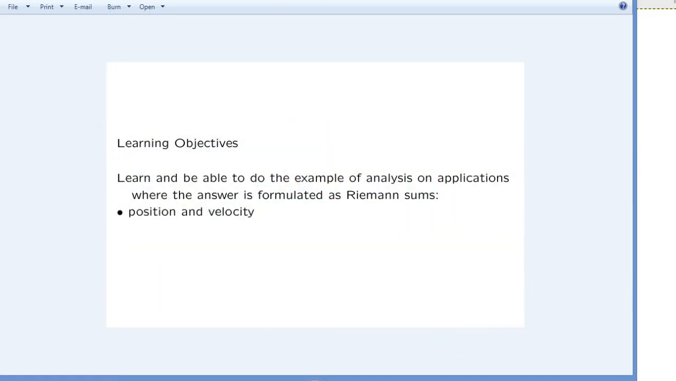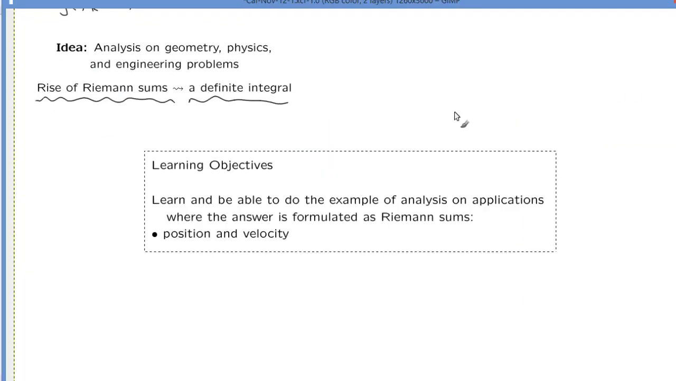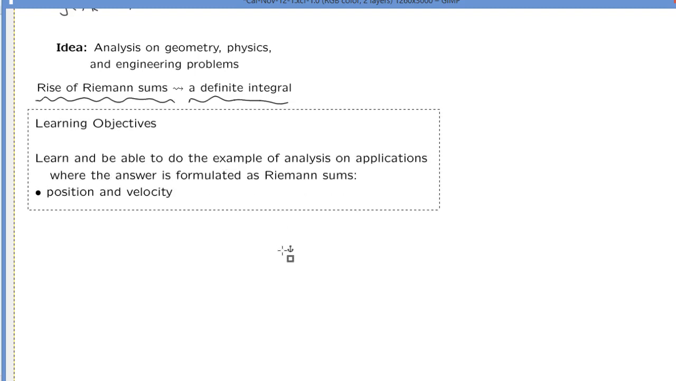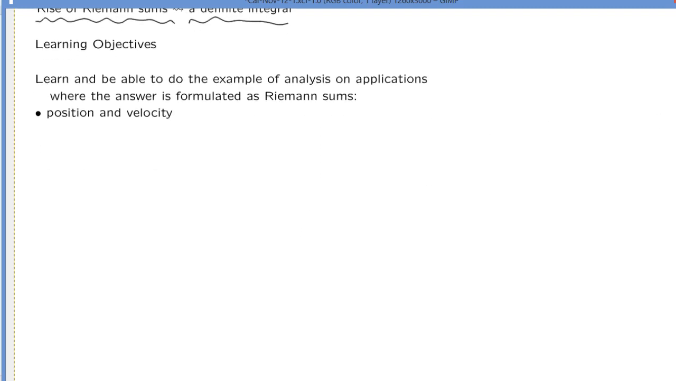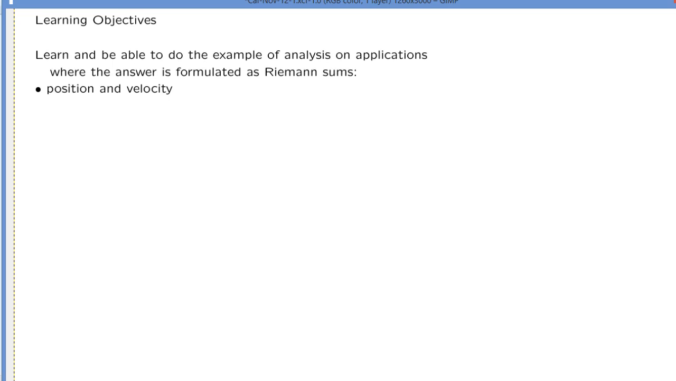All right, so what are we going to do? The first problem is position and velocity. We already know the answer. It's a kind of different interpretation. Suppose you didn't know the antiderivative idea. What if we analyze this position and velocity problem in a slightly different way, and then you see this Riemann sum there? And then you can switch to a definite integral, and you can use the fundamental theorem of calculus to solve this problem. Okay?